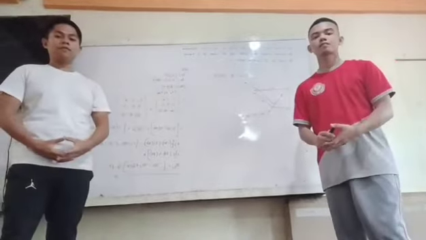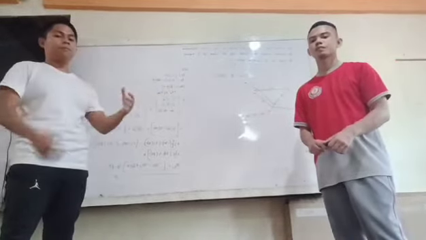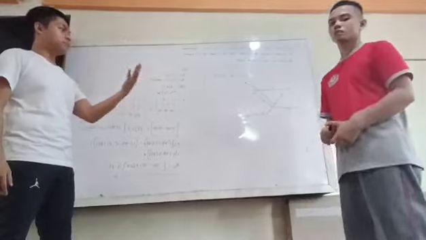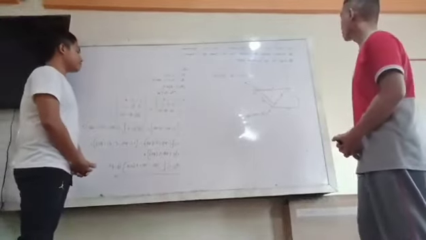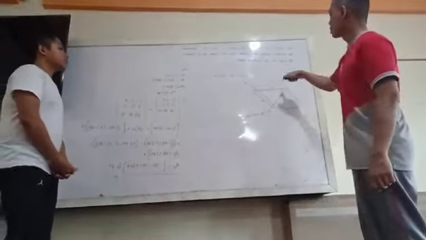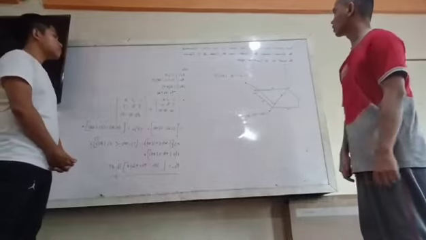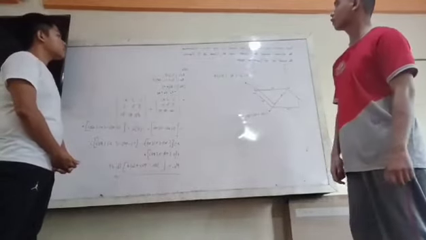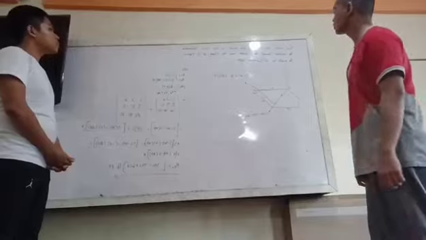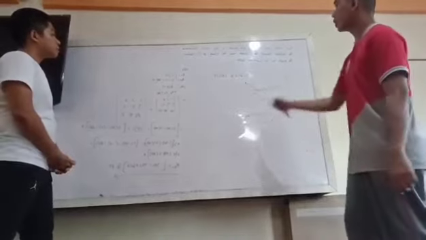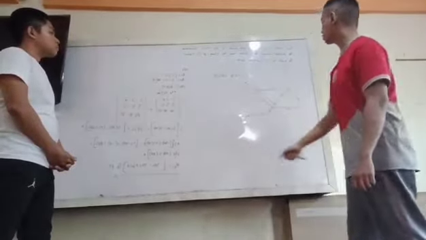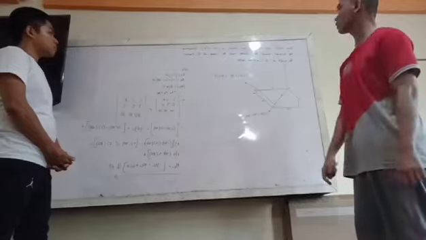Now we need to solve this type of problem. My partner will read the statement of this problem. Two forces act on the ground, shown in figure 4-15a. Determine the resultant moment they create about point O. Express the result as a Cartesian vector.